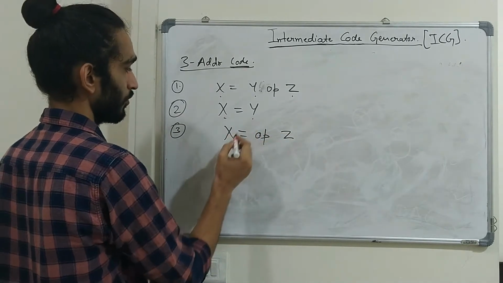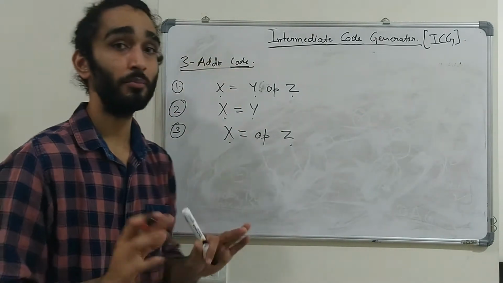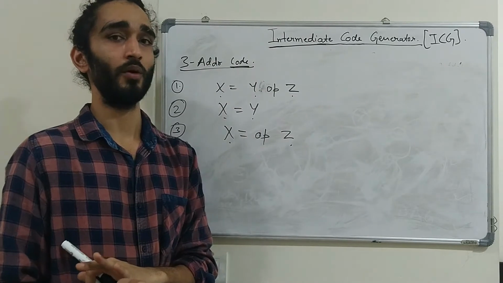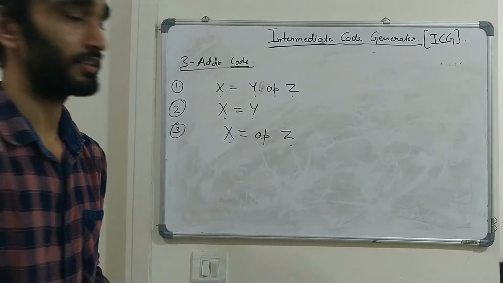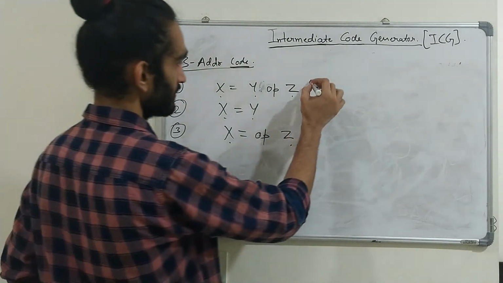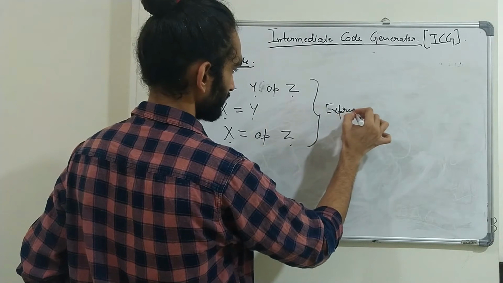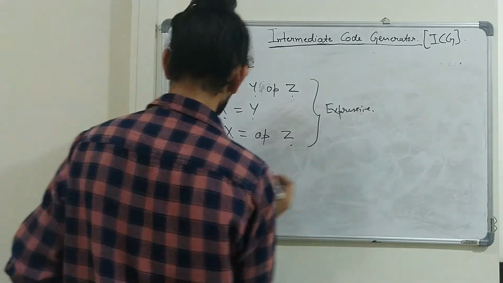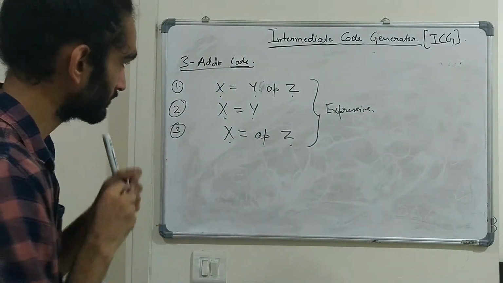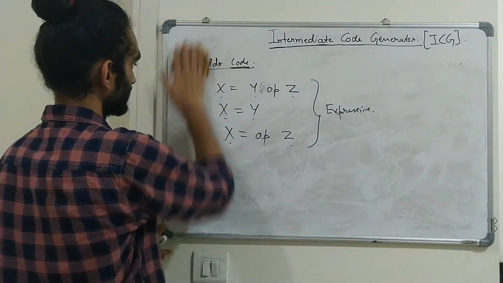Here how many? Two only. So three address code says at most three addresses are required for writing an expression or for writing a code, right? So these types of statements are nothing but your expression statements. So let's move on to how we are going to write expression statements.